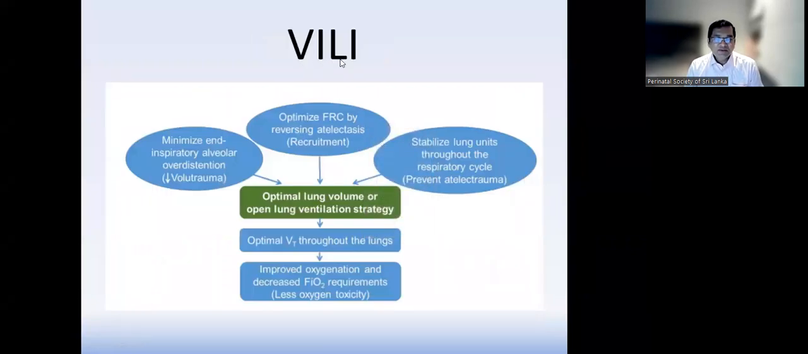Ventilator-induced lung injury is a very famous, popular term, but what you have to do is use optimal lung volume and an open lung ventilation strategy to minimize it. So minimize end-inspiratory alveolar overdistension, as I showed you in the X-ray. If you minimize overdistension, that will reduce volume trauma. And optimize the functional residual capacity by reversing the atelectasis. By giving surfactant and maintaining a reasonable PEEP, you prevent atelectasis, and that's called recruitment. That will minimize atelectatic trauma and stabilize the lung units through the respiratory cycle.